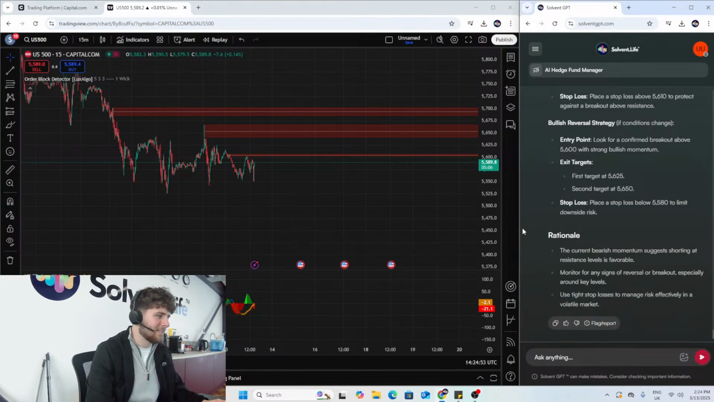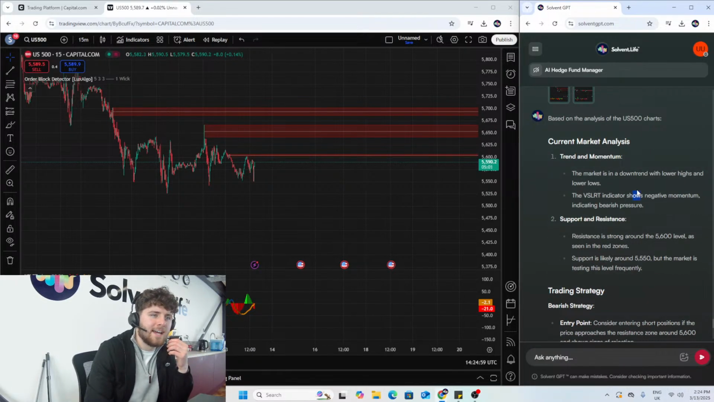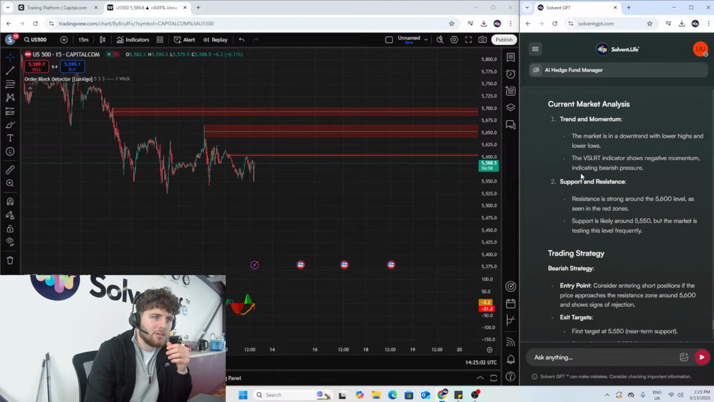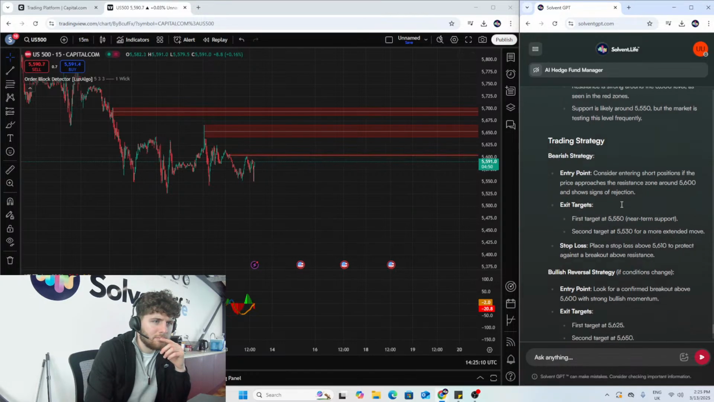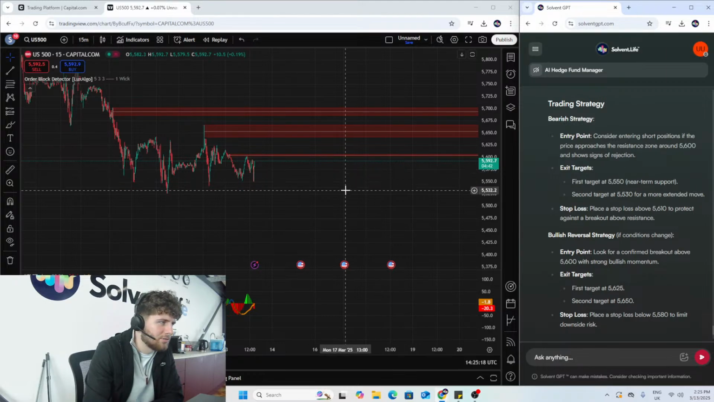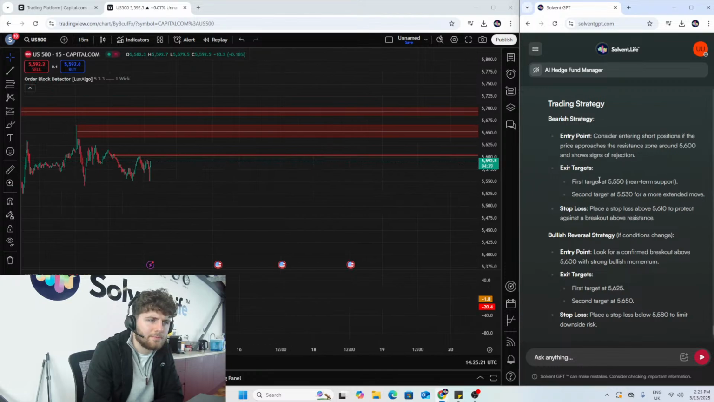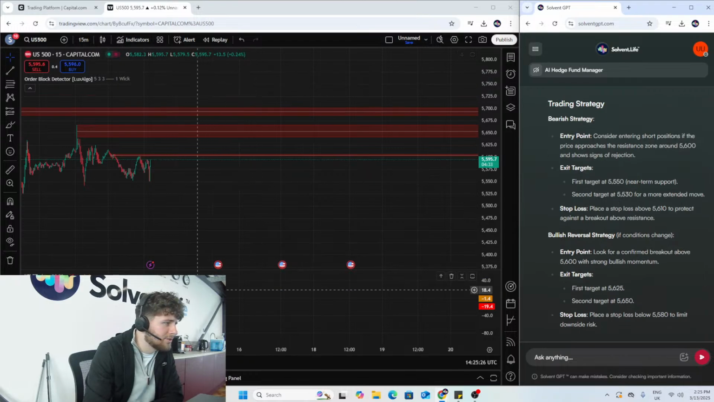Typical. Now, our strategy will be a minute out of date. Market is in a downtrend, negative momentum indicating bearish pressure. Resistance is strong. Go into a short position if the price approaches the 5,600 range. It's getting very close. I think we're going to get ready to take a trade perhaps when we hit that 5,600 mark.